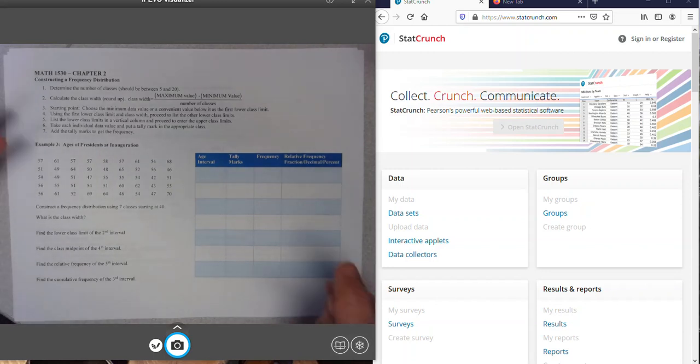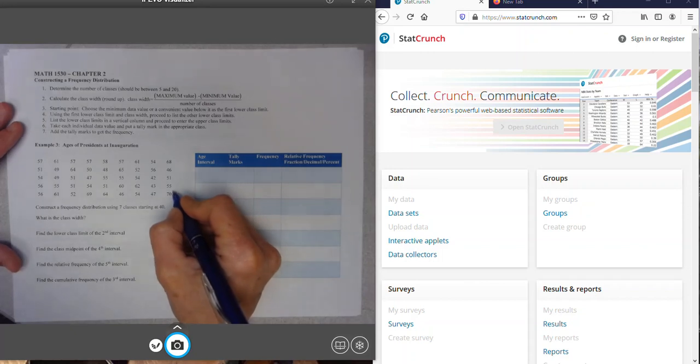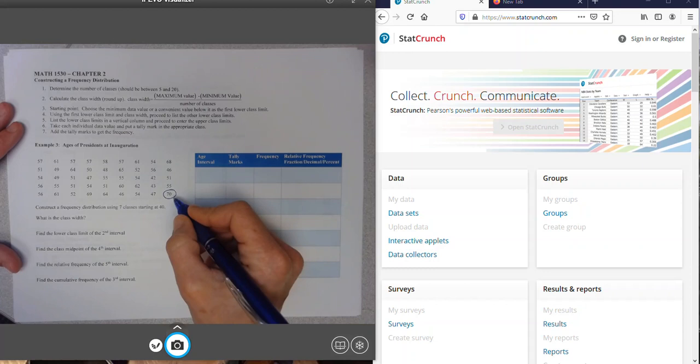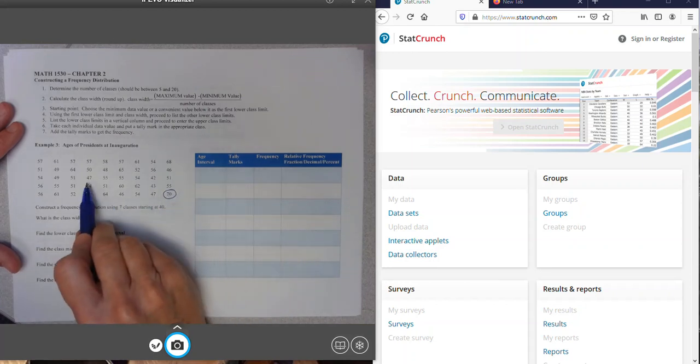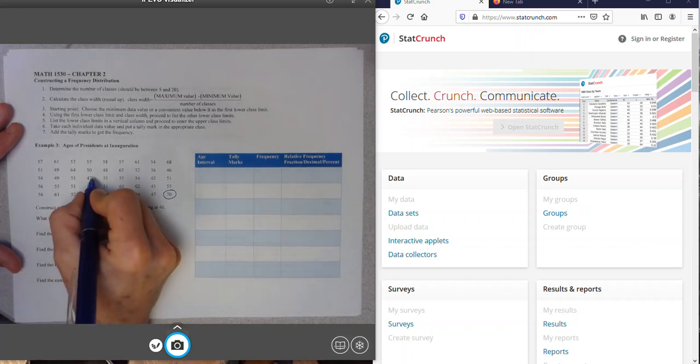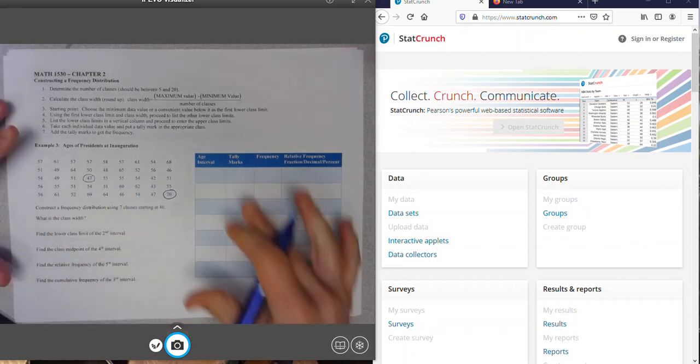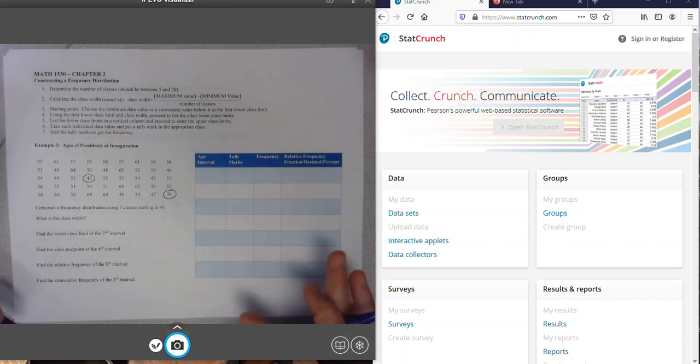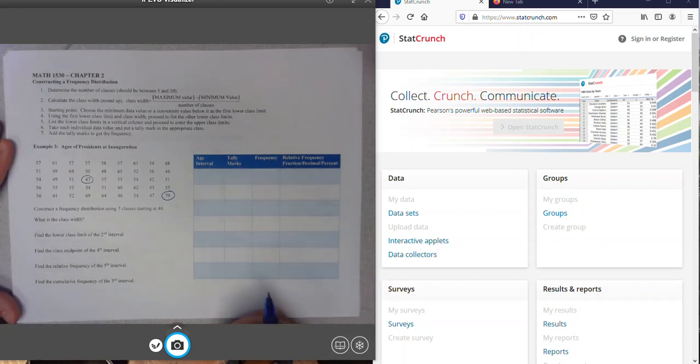Looking at this data, I want to make a frequency distribution. And so I'm looking at several things here. One thing I want to see is that the oldest president at inauguration is 70. That's actually Trump. And then it looks like the youngest is 47. So we need to organize this data. So what I want to do, we're going to make classes out of the data. We're going to group up the ages because we can't list every single age out.